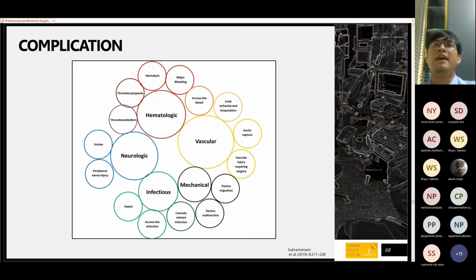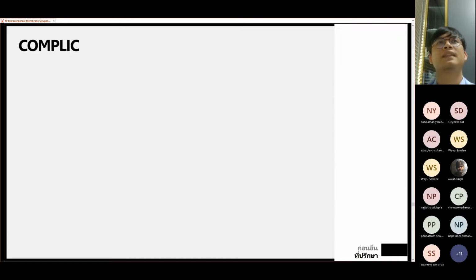So here is another diagram that is the same as the previous one, but adding in the mechanical complications that may occur. So in your lab, you need to be concerned about this. Okay.